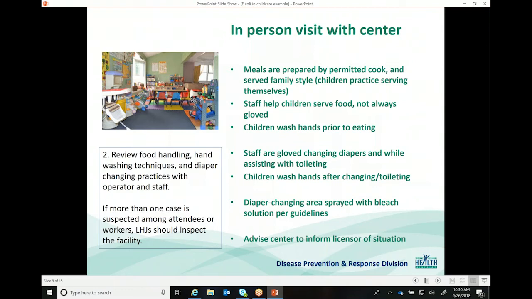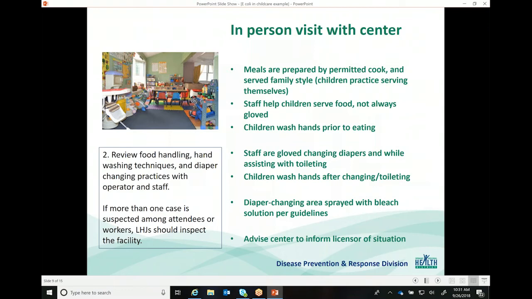And staff, as far as diaper changing and toileting, staff are gloved while they're changing diapers and while assisting with toileting. And children and staff wash their hands after these activities, and diaper changing areas are disinfected according to guidelines. And when you're doing your in-person visit, you don't really see any largely negligent practices that could contribute to disease transmission beyond family-style eating and gloving of staff while assisting.